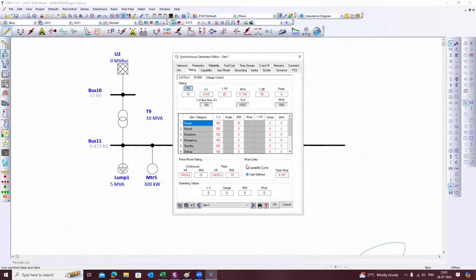So suppose, if you see here, I am giving the generator voltage 100% and the megawatt as 10 megawatt, and I have given the power factor as 85%. Automatically ETAP will calculate what is the Q maximum limit that can be maintained. How will it do that? You know the MVA of the generator, you know the real power, you know the power factor, so you can calculate the Q value. ETAP will calculate that automatically.